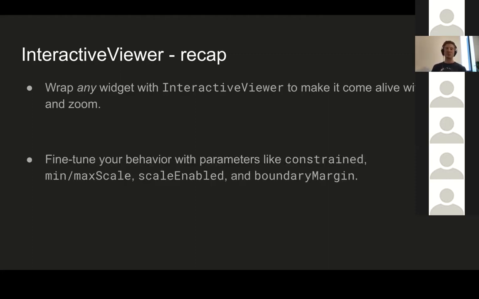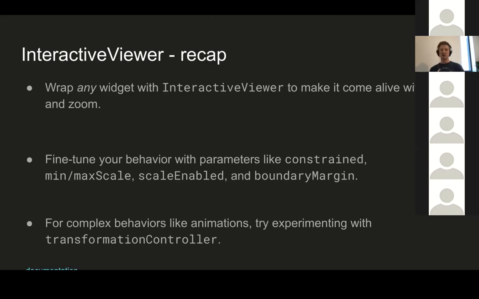But if you want to get more detail as to what's going on, we looked at all these different parameters that allow you to do that kind of stuff: constrained, min/max scale, scale enabled, and boundary margin. And then we looked at the transformation controller. So whenever you want to do something active with programmatically setting what the user is seeing as they transform your scene, transformation controller is what you want to look at.